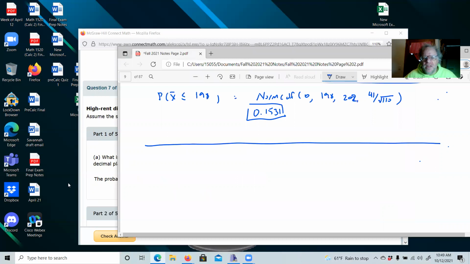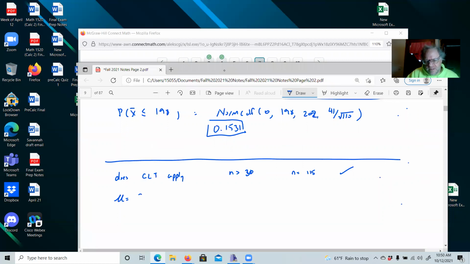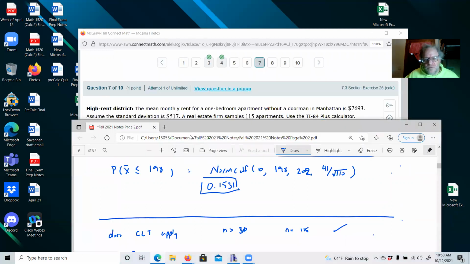So can we use the central limit theorem? Does CLT apply? Well, since n is greater than 30, specifically n is 115, yes, it does apply. We're allowed to do this. Our mean is the same as the average, so 2693. And our standard deviation, because they gave us that, was 517 rather, 517.